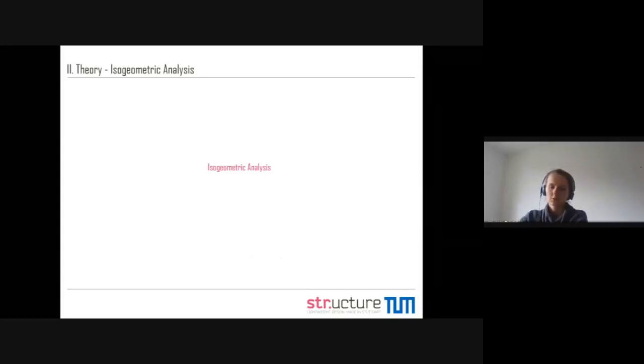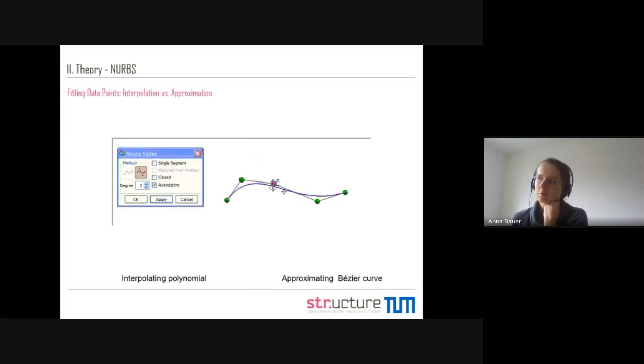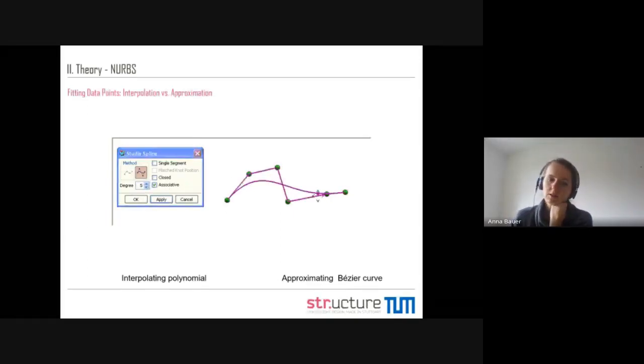So what is isogeometric analysis? This will be a short flip through the theory, not that deep, and you probably already know this. You can define a curve by points, or you can do a NURBS approximation where you have points outside of your curve and not on the curve. By moving these points, you can deform the curve. And understanding this curve type is mainly understanding isogeometric analysis. So if you understand the geometry properties, you can also do isogeometric analysis.